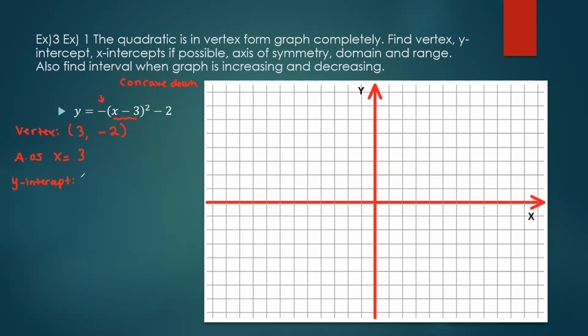You simply plug in 0 into the function, right? Zero minus 3 is -3 squared, minus 2. So -3 squared is 9, and then you have a minus 2. That is -11, right? So your y-intercept is (0, -11).